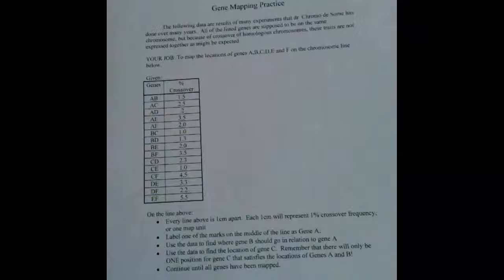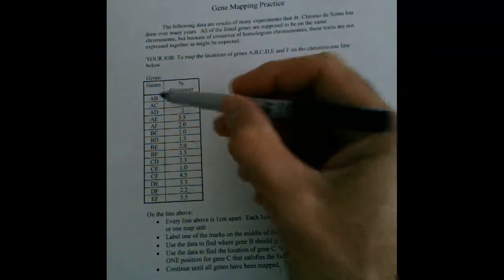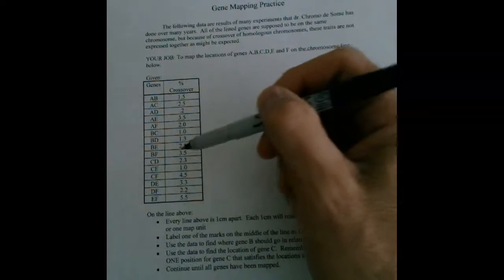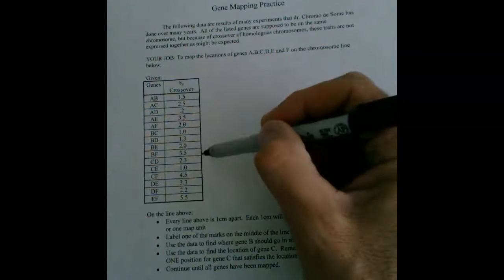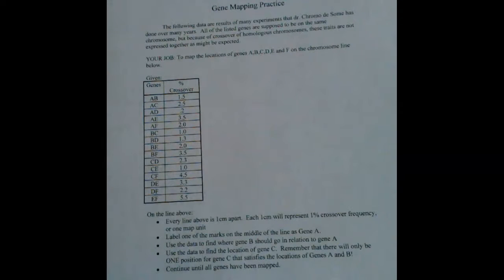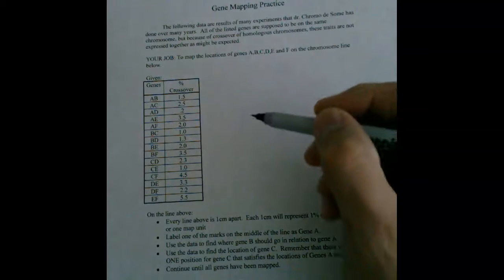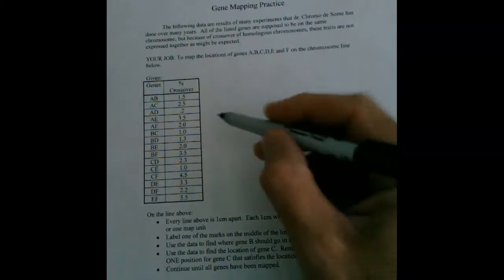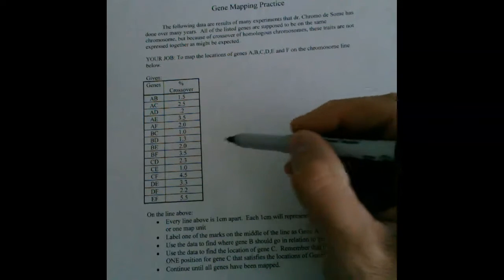Hey guys, this is a quick video to help you with gene mapping for the exam. First thing we got here is you'll see that we have genes and the relative crossover distances between them. And as you already know at this point, percent crossover is equal to the number of recombinants. And so that was already figured out. And so basically now what we have to do is we have to actually map the chromosome. Where are these genes in relation to each other?